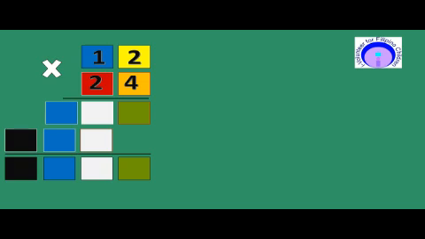12 times 24 is 288. 13 times 14 is 182. 15 times 14 is 210. 15 times 24 is 360. 25 times 24 is 600. 21 times 25 is 525. 32 times 25 is 800.